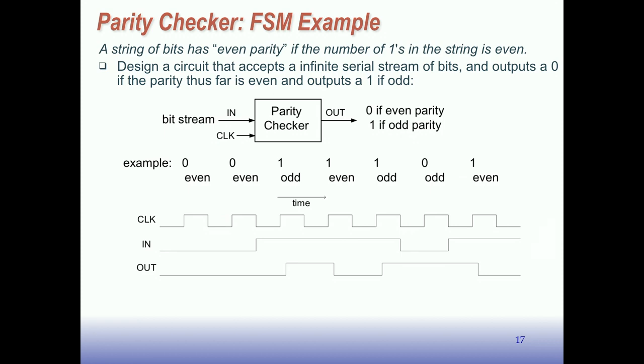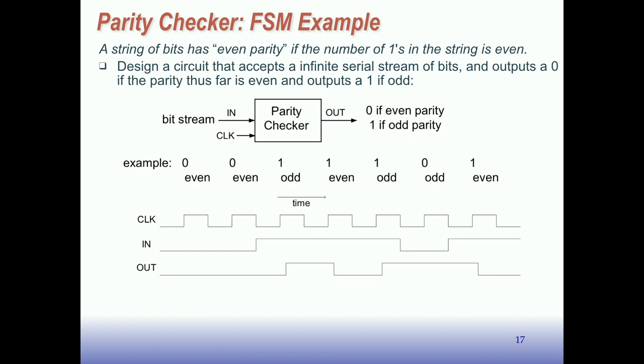If we put in a 0, we're going to start out with even parity. Put in a 0, it doesn't change the parity. Another 0 doesn't change the parity. Put in a 1, now we have odd parity. Put in a 1, now we have even parity. Put in a 1, odd. Put in a 0, it stays at odd. Put in a, okay, you get the idea.